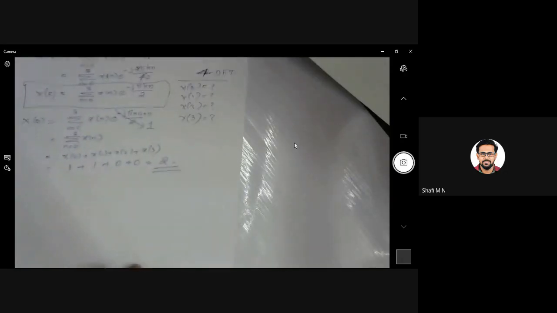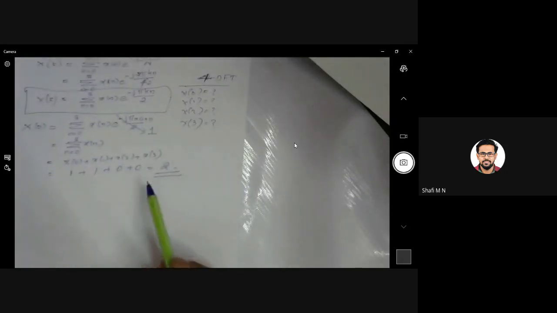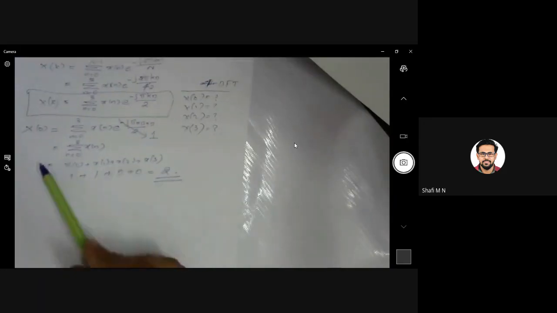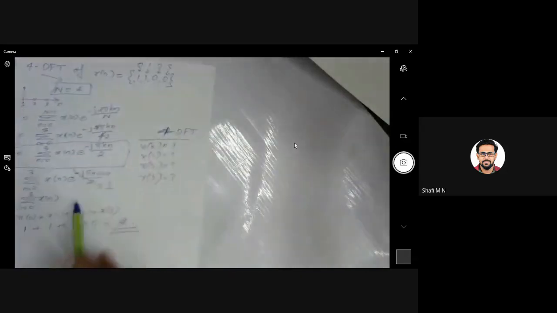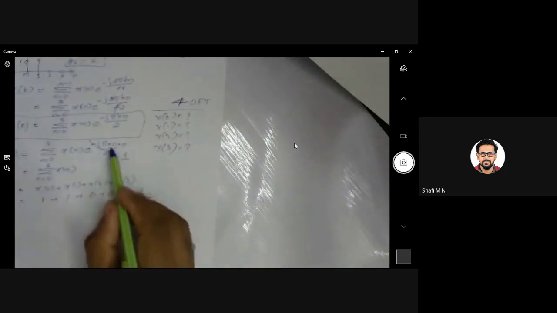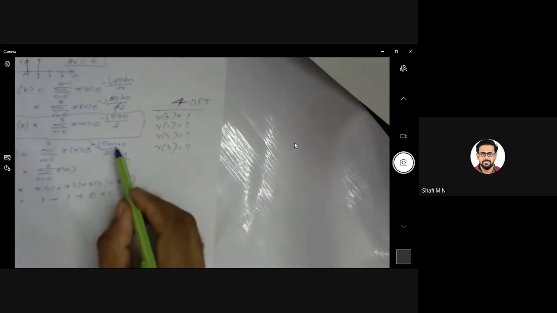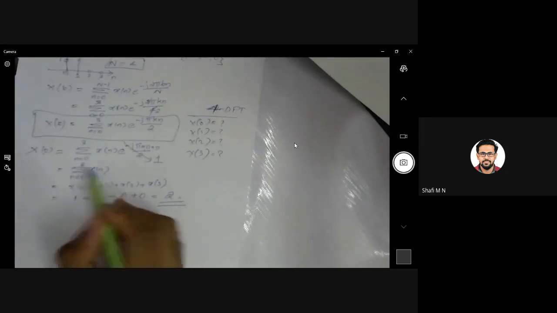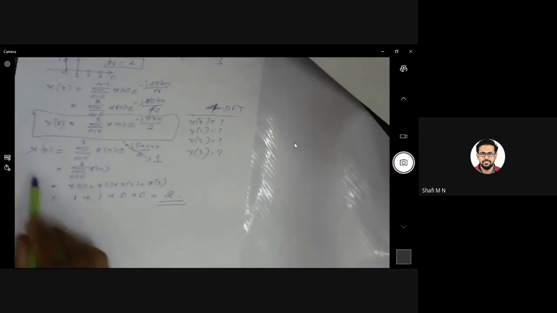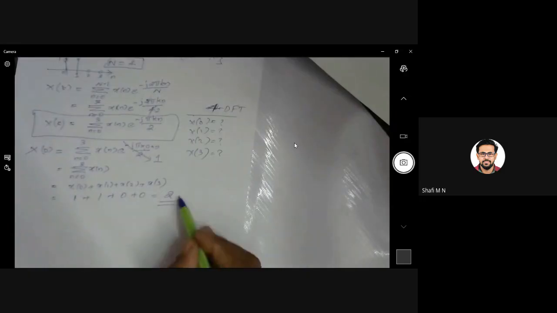Later we will discuss the properties of DFT. At that point, this is one important property. The first term, X of 0, will be nothing but the sum of all the terms in the time domain. That's clear from this equation. Why is it happening like that? When k equal to 0, this term will definitely become 1. So what is left over is the summation of all the terms. So X of 0 will always be the sum of all the terms, and in our case, that is 2.